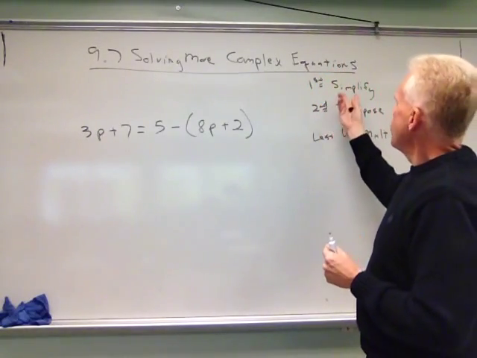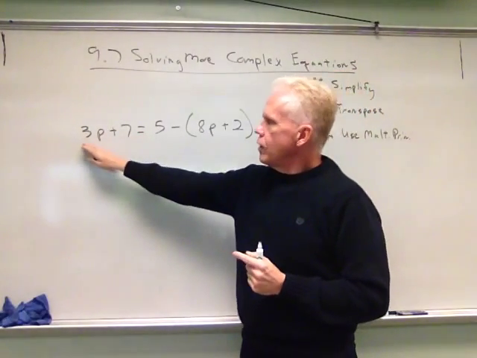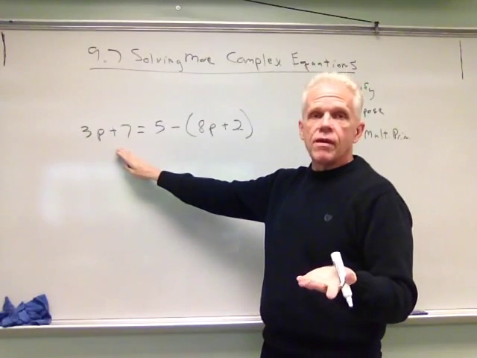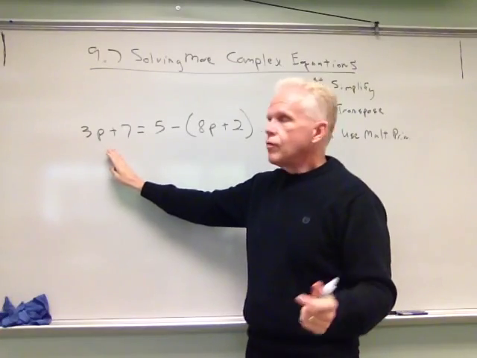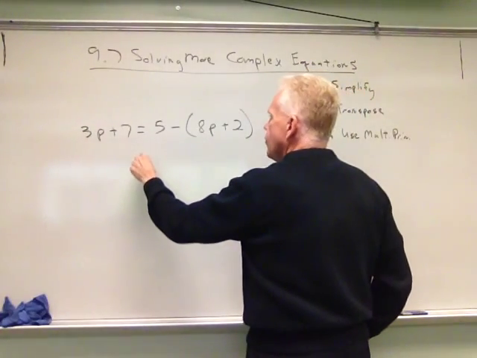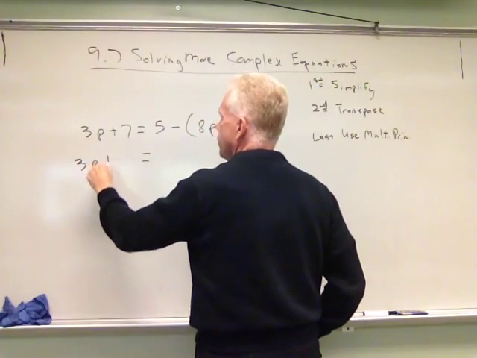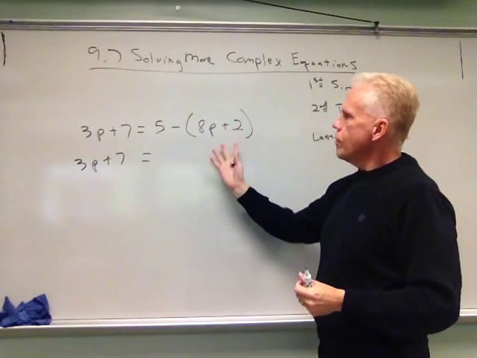The first thing I want to do is simplify on both sides of the equal. Well, guys, there's the equal. On the left side, I cannot simplify 3p plus 7. 3p plus 7 is going to stay 3p plus 7. They're not like terms. There's nothing to distribute. Now, on the right side, I can simplify a little bit. Let's just get this 3p plus 7 recaptured here. I can simplify because I have a parentheses.